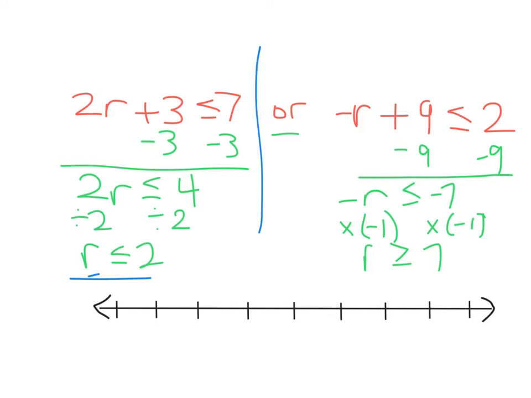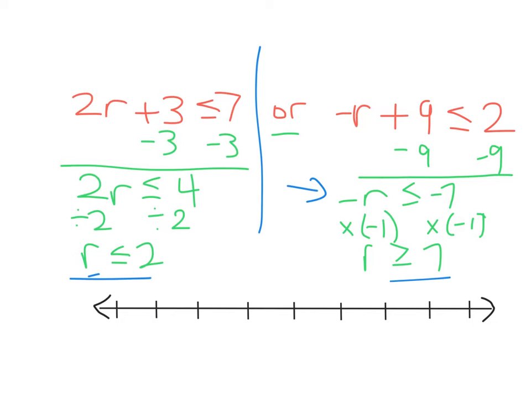On the right-hand side here, I'm going to subtract 9 from both sides, and then I'm left with negative r is less than or equal to negative 7. I can't use negative r, so I'm going to multiply both sides by negative 1. And when I do that, don't forget I need to switch the direction of the inequality symbol, and now I'm left with r is greater than or equal to 7.